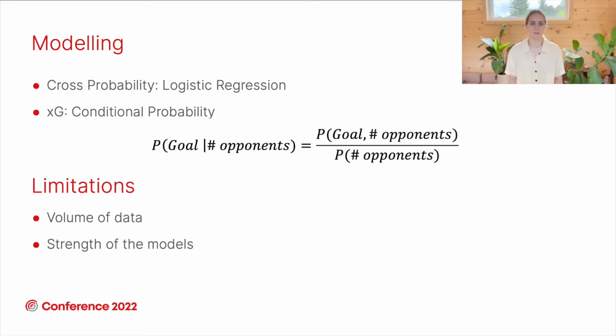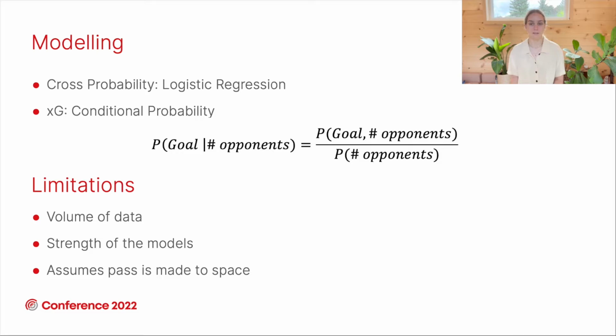Lastly, this modeling assumes that the pass is made to space, which may not always be the case, or which may not always be ideal in certain scenarios. In which case, modeling the cross location to be a discrete player could be a potential future extension of this modeling.